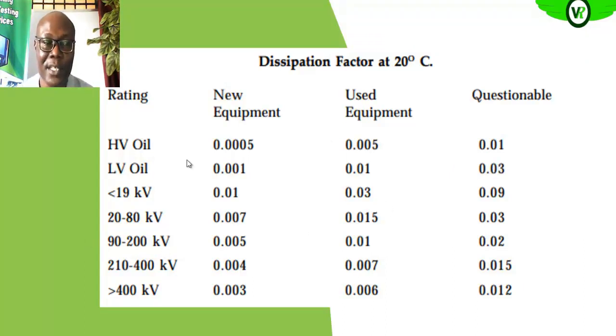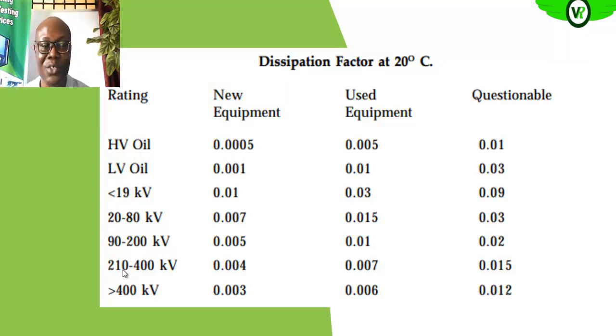So for equipment that is less than 19 kilovolts, for new equipment, this is what is acceptable, 0.01. Then if it is used equipment, 0.03, that is equipment that has been in service for some time. Then if it is as high as 0.09, it becomes questionable. Then anything above that, you need to do something to bring it back down. So between 20 and 80 kilovolts, 0.007 for new equipment, 0.015 for used equipment, and anything from 0.03 and above becomes questionable. And as it is increasing, of course, it means that you need to do something to bring the equipment back into service. So 90 to 200 kV, this is what we have.